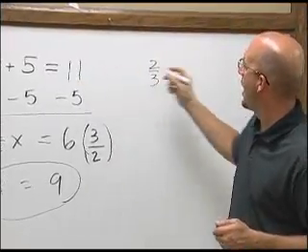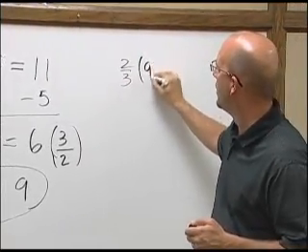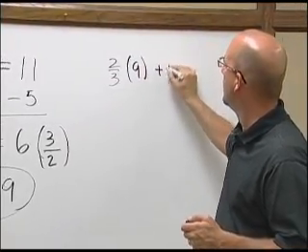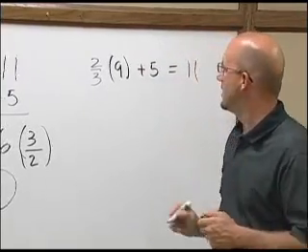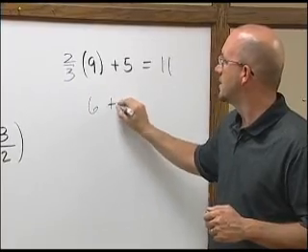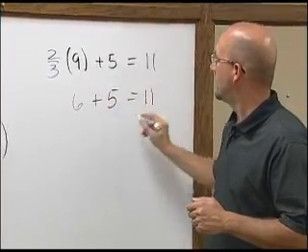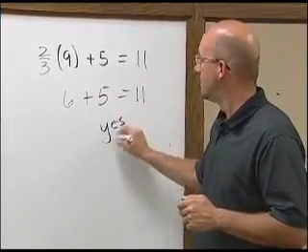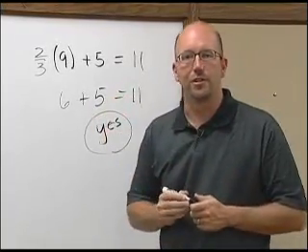2/3 times our x from the original problem, which we will now replace with 9, plus 5, does that equal 11? 2/3 times 9 is 6. 6 plus 5 does equal 11. Yes, we are successful. Congratulations to us.